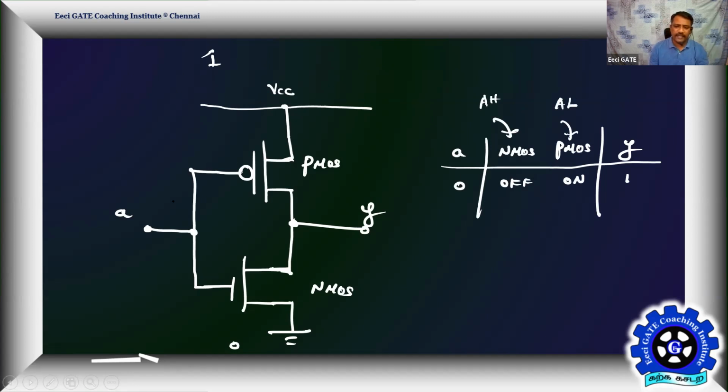Both are controlled by the same input. So PMOS is looking for active low. As A is low, it is enabled. And when A is 1, NMOS goes on, whereas PMOS is turned off. Therefore, the output is pulled down to logic 0. Then again, Y is equal to A bar.